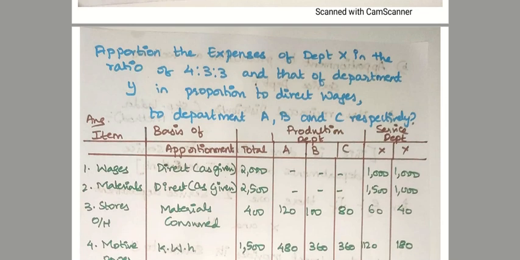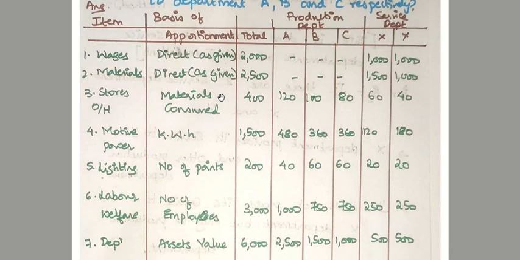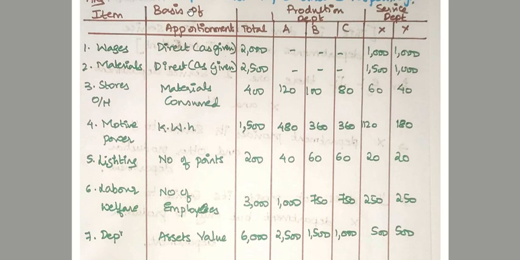Apportion the expenses of department X in the ratio of 4:3:3 and that of department Y in proportion to direct wages. I will tell you how to deal with this in the sum. So now we will start out with the solution part of it.